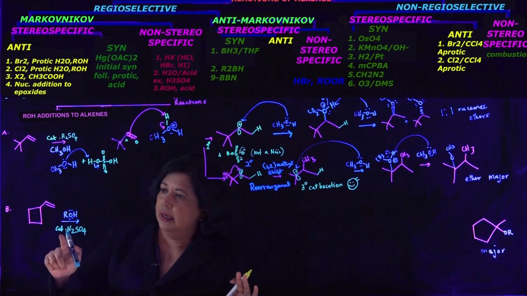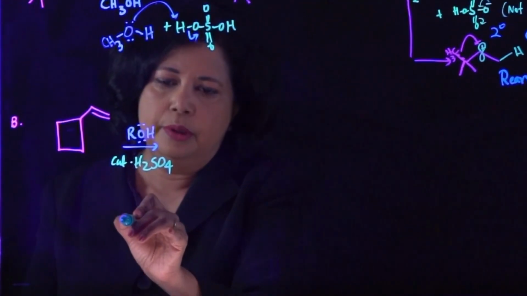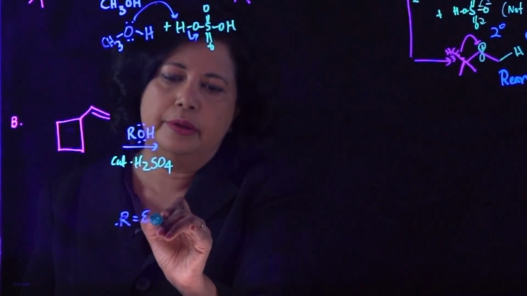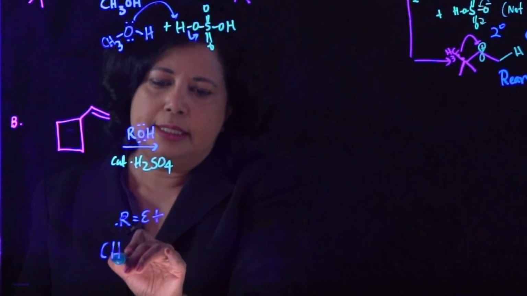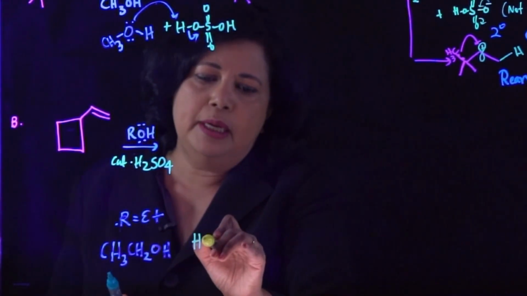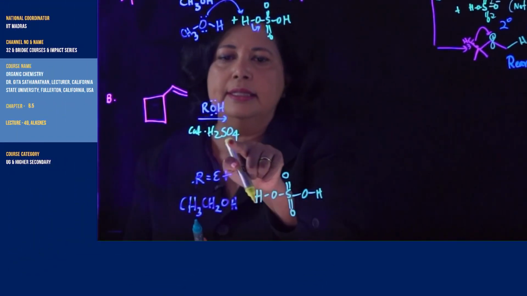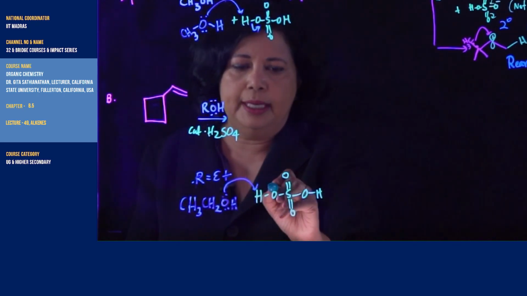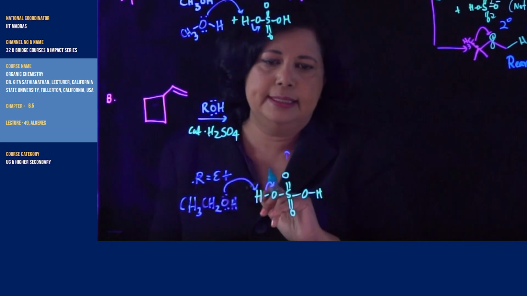All right, let's do it. ROH with catalytic H2SO4, same deal as before. And just for simplicity, let's make the R group an ethyl group here. So it's EtOH or CH3CH2OH. Grabbing a proton from sulfuric acid, because this is catalytic, so pretty much all of it is going to be grabbed by the lone pairs to give a CH3CH2OH+.